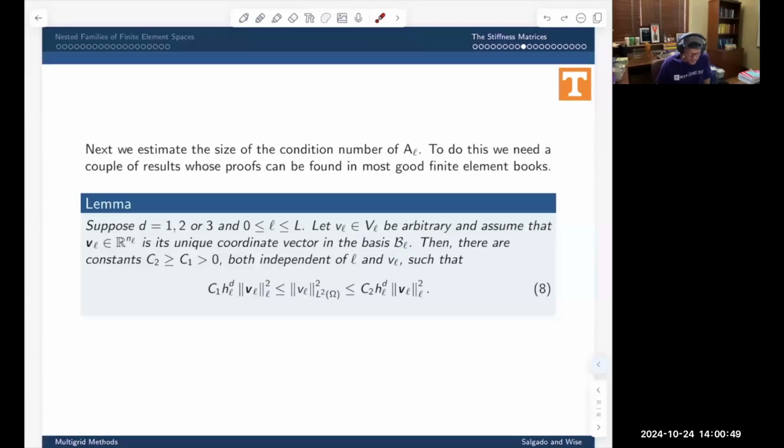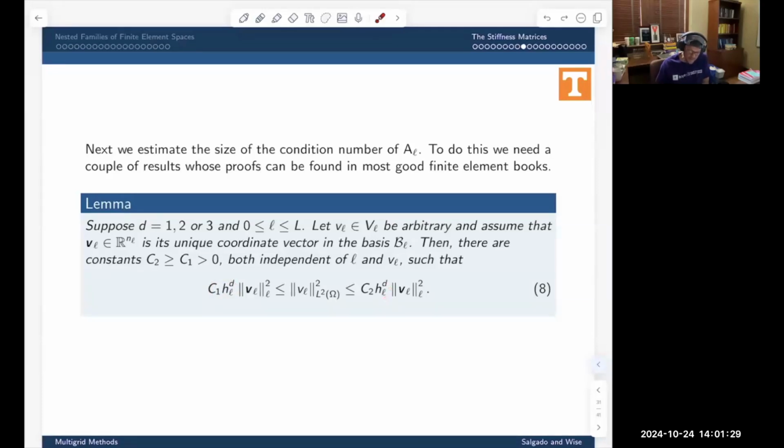Then there are always constants, C2 and C1, both independent of L and VL, such that we have this norm equivalence statement. So this says that the L2 norm of the function VL is equivalent to, in some sense, the vector norm of its coordinate representation using the Euclidean norm. Now we could write these with just generic constants, but in this case, we know how these constants depend on L and on the dimension.